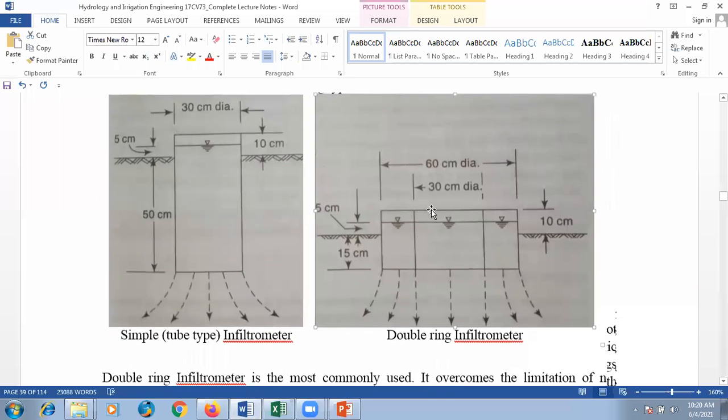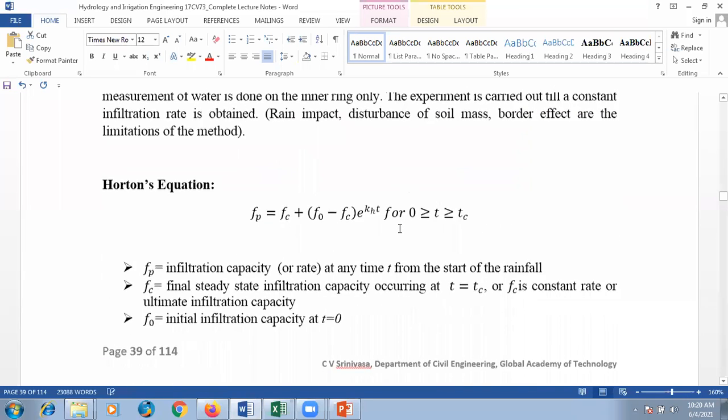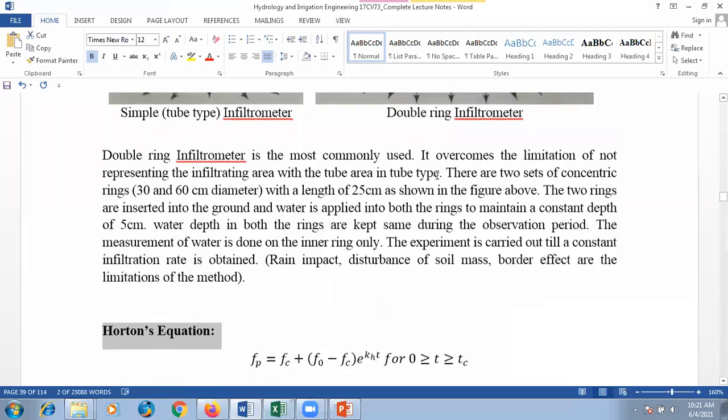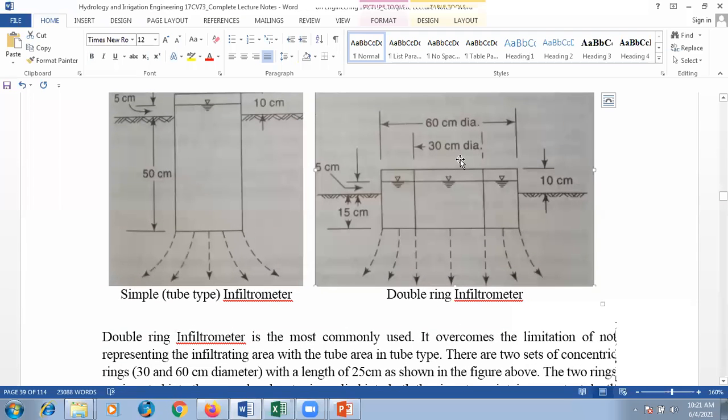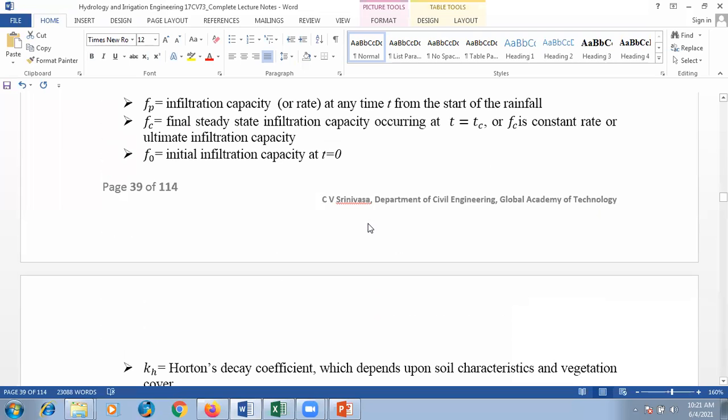If we can get the data from this double ring infiltrometer over a period of time, that entire data can be used to usefully analyze and understand a few things, which happens by using Horton's equation. Horton's equation takes all the data we collect for infiltration through this double ring infiltrometer or a simple tube type infiltrometer, and finally we arrive at an equation which can provide us the estimate of infiltration rate at any point of time. So this is something we need to look at in great detail.